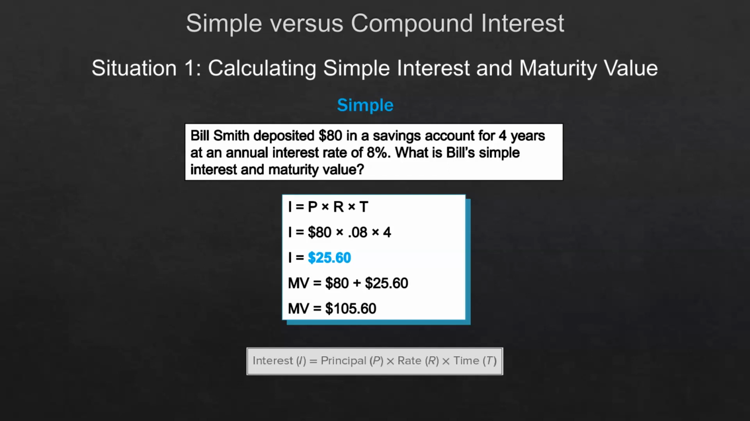So this is simple versus compound interest. If we calculate simple interest, then we're just going to take it times 4 years. It's an annual interest rate of 8%. This is a problem about Bill depositing $80 for 4 years. Interest rate's 8%. If we just use simple interest, then we're going to take the principal $80 times the rate of 8% times 4 years. Maturity value then would be 80 plus 25.60 because that's how much interest we earned. And we're just using the simple interest formula, I equals PRT.